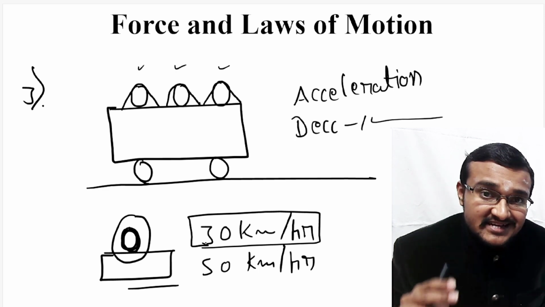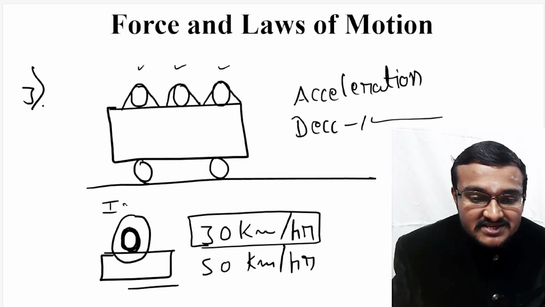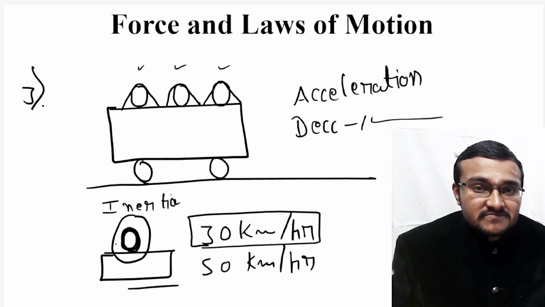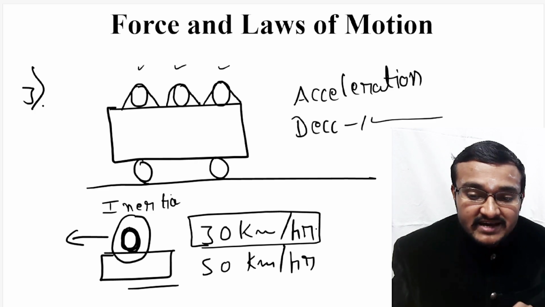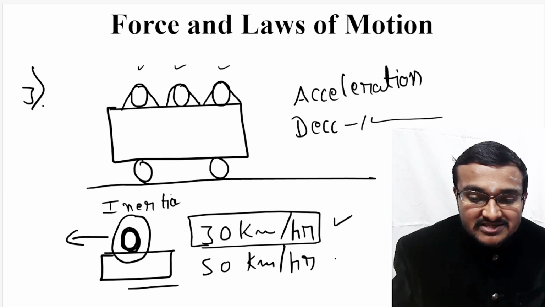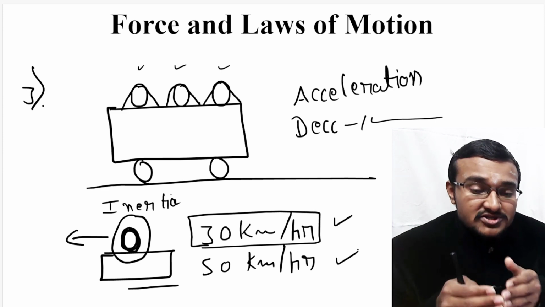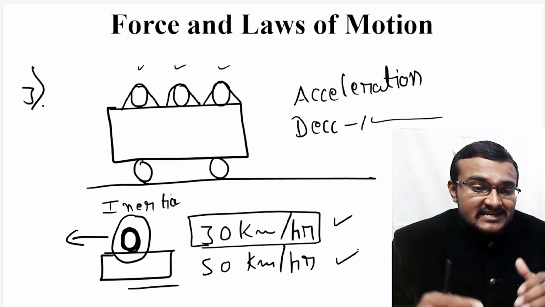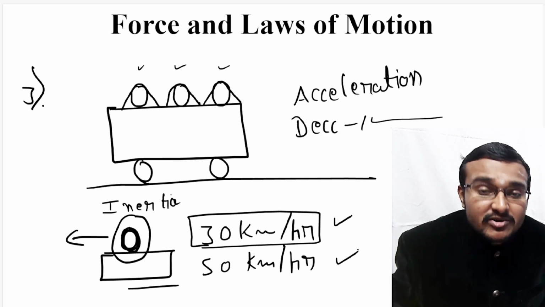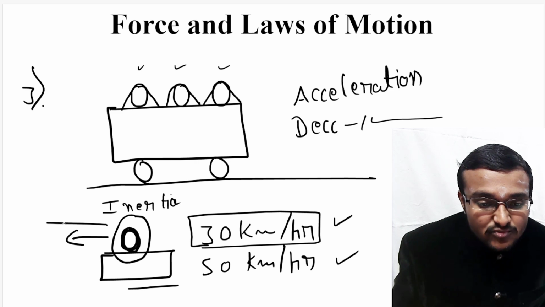That change in state of motion is resisted by the object due to the inertia present in it. Due to that resistance, this object will move back, because initially it was in a state of motion where the speed was 30 km per hour. Now the bus speed has increased to 50 km per hour, but the inertia present in the object will resist that change in state of motion, and it keeps continuing at 30 km per hour speed because it is resisting the change in its state of motion. Hence it will move backward.